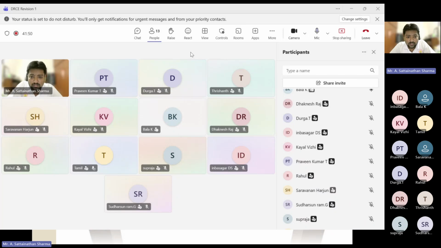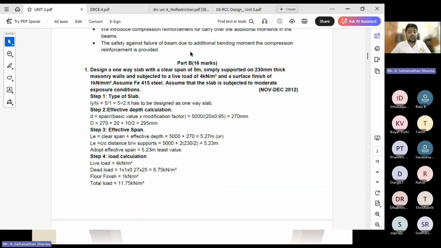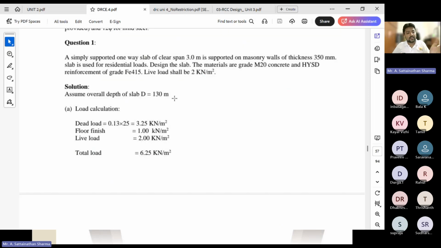So I have not yet started the design. I've given only a glimpse on how to approach the problem. This is design of slab, which is coming under unit 3. Okay, fine. I'll take the example of this one. Again, I'll show this also. I'll compare it and I'll teach you. Then it will be easy for you to understand.